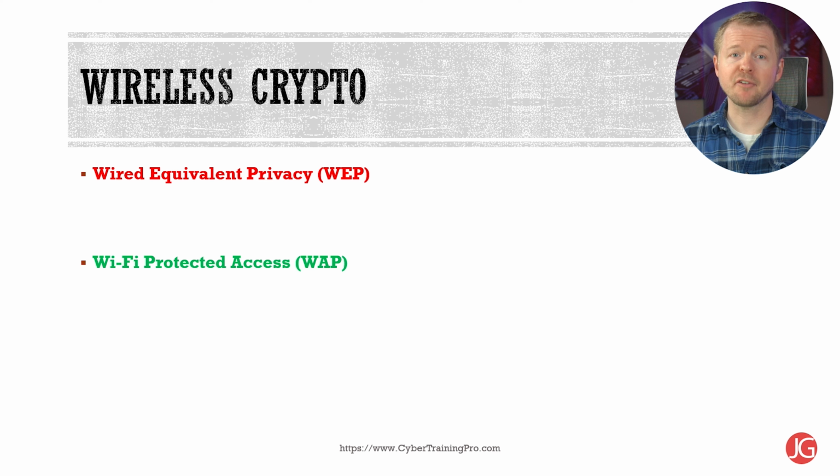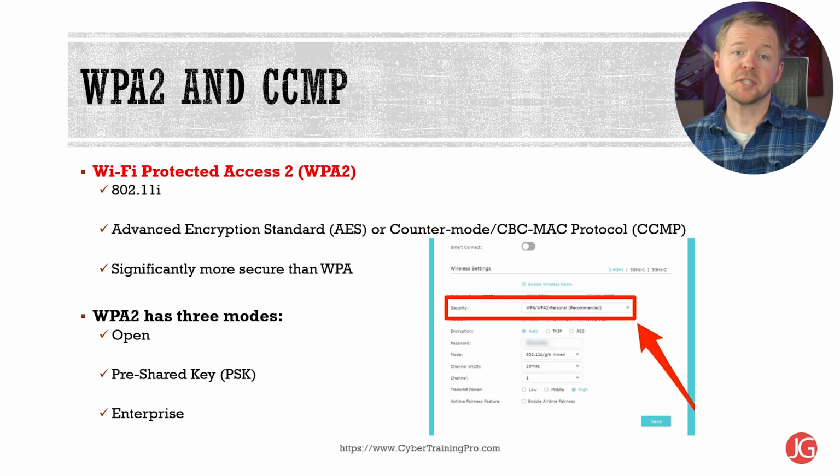Two wireless cryptographic protocols that were implemented after the fact were Wired Equivalent Privacy, or WEP, and Wi-Fi Protected Access, WPA. But of course, those were extremely vulnerable to attacks, and we've since moved on to better protections. WPA2, also known as the standard 802.11i, is a standard that uses Advanced Encryption Standard, or AES, and Counter Mode CBC-MAC Protocol, or CCMP. WPA2 is significantly more secure than WPA ever was.